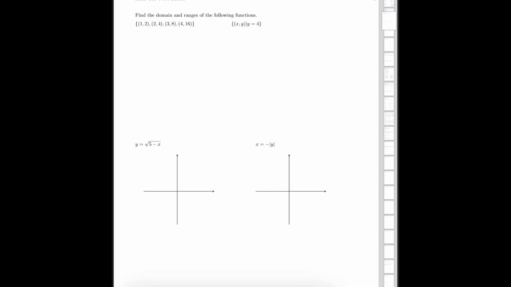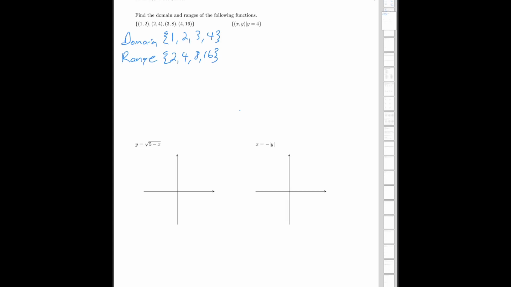Okay, now that you've had a chance to try these, they work just like the ones on the previous page. So these first two are sets of ordered pairs. So the domain, you simply list all of the x values. So that would be 1, 2, 3, and 4. And the range is all the y values. So that would be 2, 4, 8, and 16.